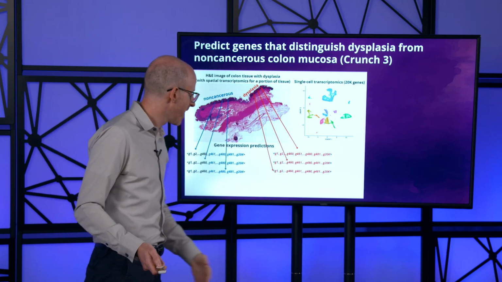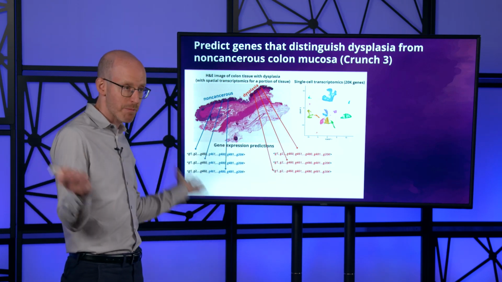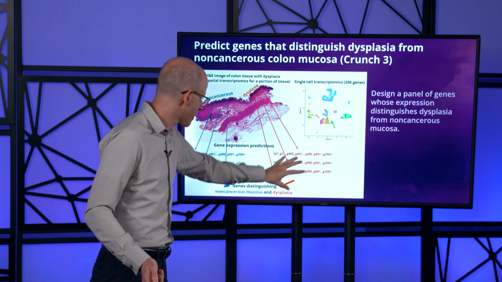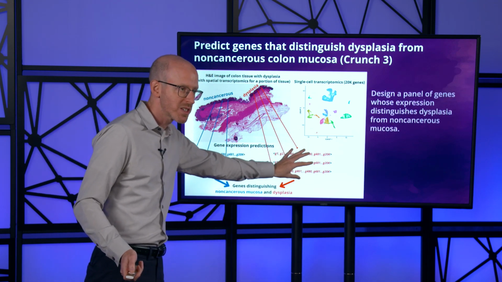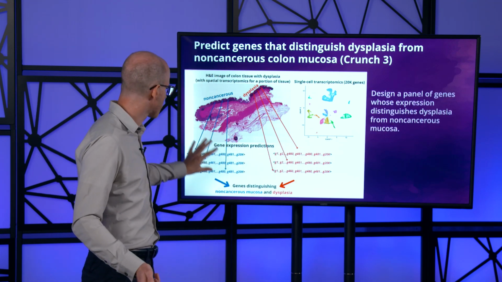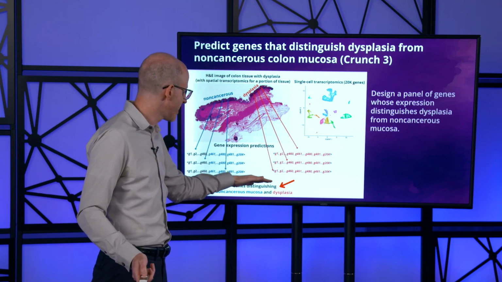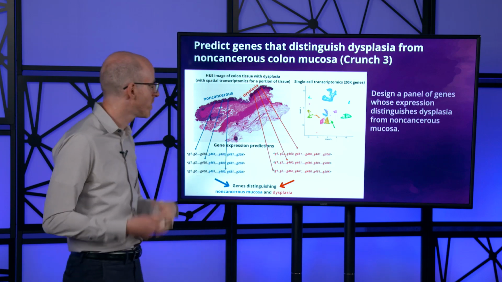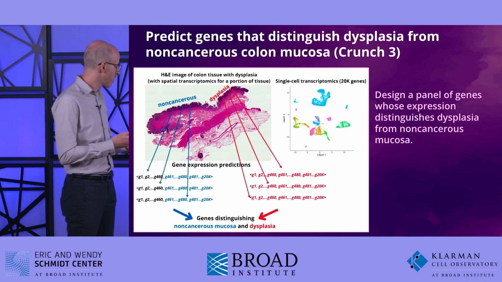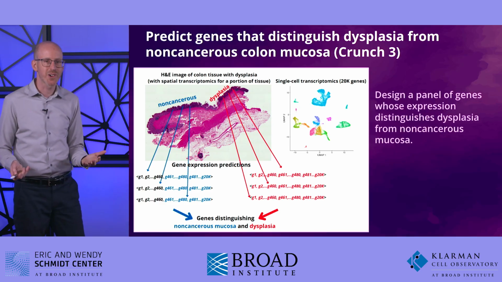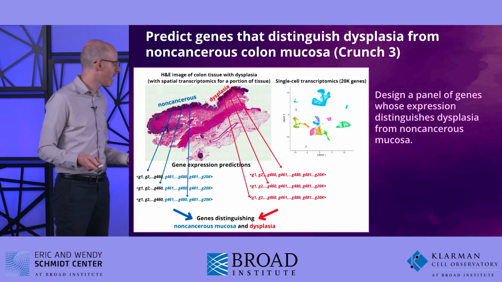And now once you've made these predictions of gene expression in the non-cancerous region and gene expression in dysplasia regions, it's a relatively simple task to just compare the two and say what genes are marking this population of cells that are in the dysplasia region versus genes that are marking the non-cancerous region. So can you look at these and say what are the genes that distinguish these two regions once you've made these predictions? And so this is a pretty ambitious crunch. It's pretty exciting and cool.